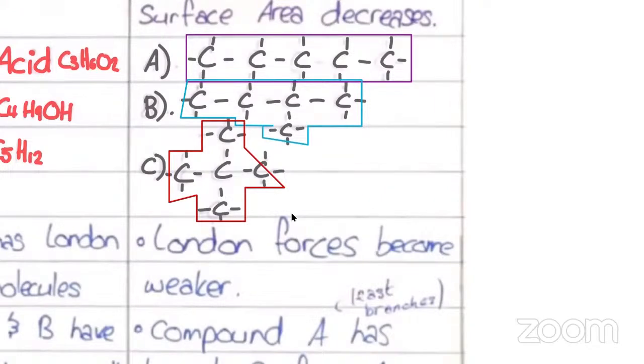Correct. Second one, 2-methylbutane, very good. And finally, the third. 2,2 propane, no. 2,2 dimethylpropane. Okay, don't forget the 2,2. You have to mention both numbers and the di.